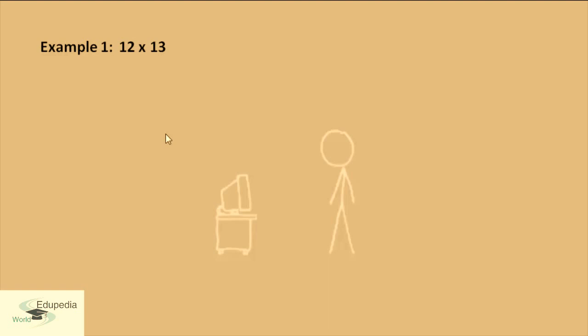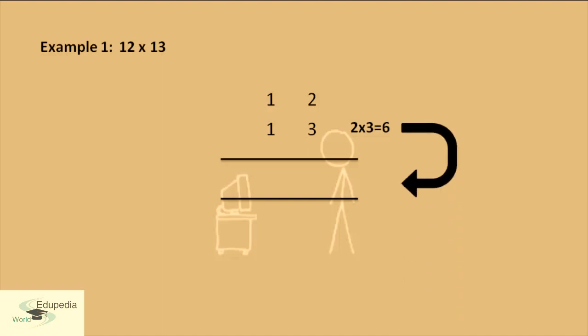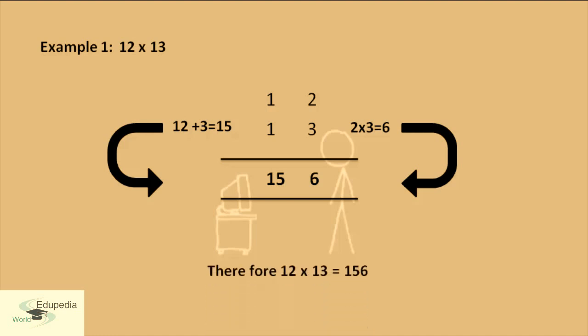Before using the shortcut, let us write these two numbers one below the other as we do while doing multiplication in our old traditional way. Now step number 1 is to multiply the digits that are in the ones place. 2 into 3 gives you 6, and this 6 should be written below the horizontal bar like this. Now moving to step number 2, we are going to add the digit of the ones place of the multiplier to the multiplicand. 12 plus 3 gives you 15, and this result 15 should be written below the horizontal bar on the left side like this. Now by combining both the results, that is 15 and 6, you will get the final answer, and therefore 12 into 13 is equal to 156.